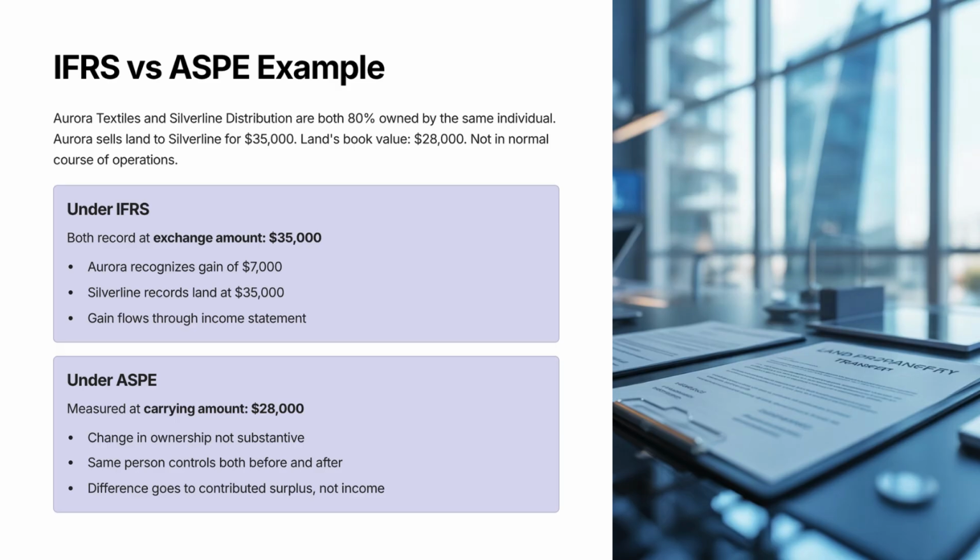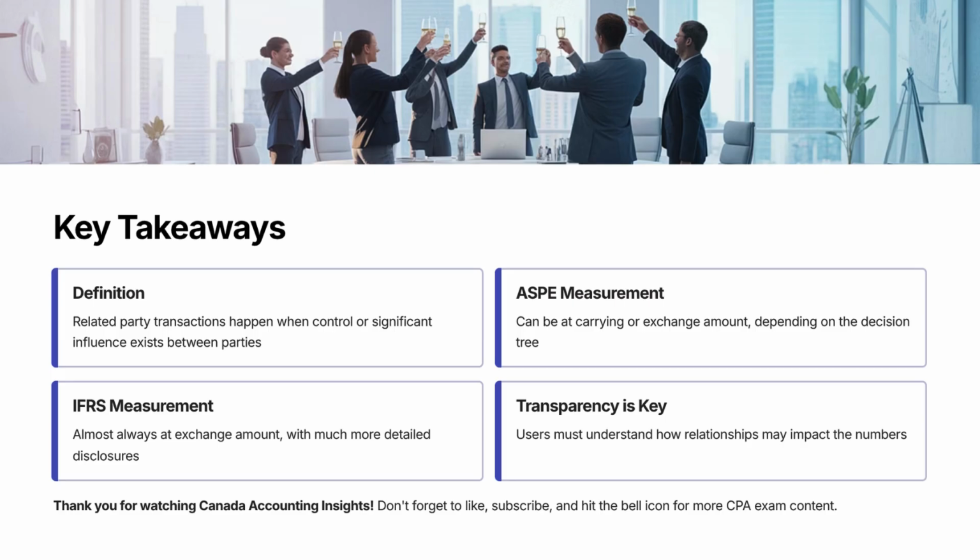Under ASPE, the same transaction would be measured at the carrying amount because the change in ownership is not substantive. The same person controls both companies before and after. So Aurora records it at book value, with the difference going to contributed surplus, not income.